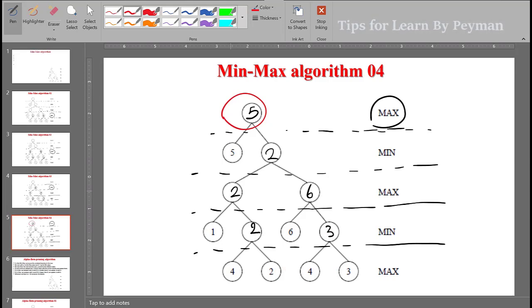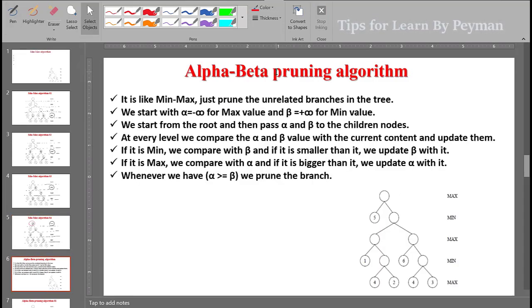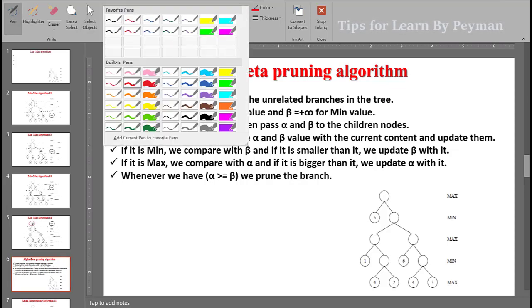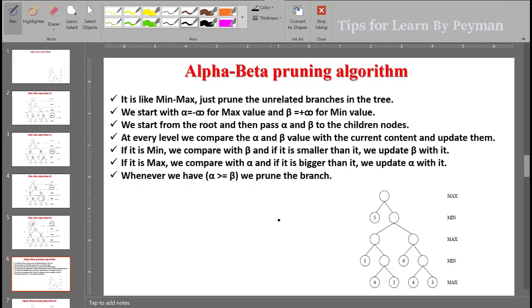We have a better algorithm called alpha-beta pruning, in which we do not need to check all the values of this graph. It is like min-max, and just prunes the unrelated branches in the tree. We start with alpha equal to minus infinity for the maximum value, and beta equal to positive infinity for the minimum value. We start from the root and then pass alpha and beta to the children nodes.